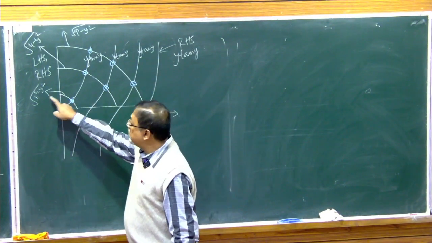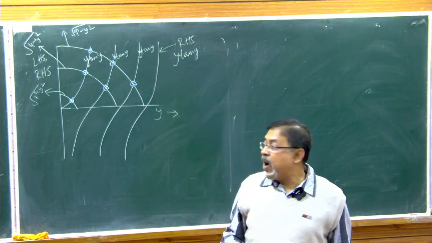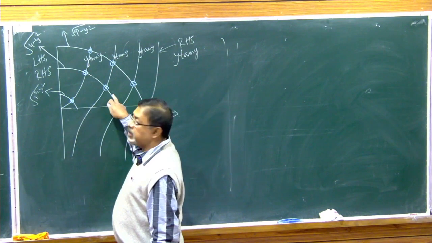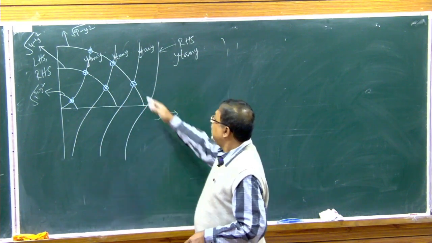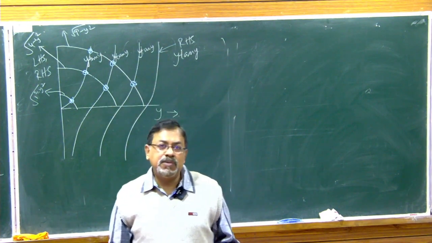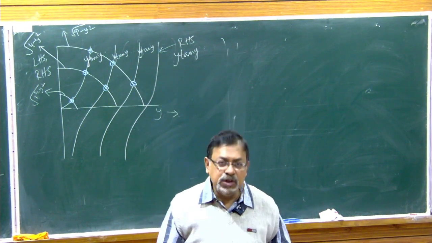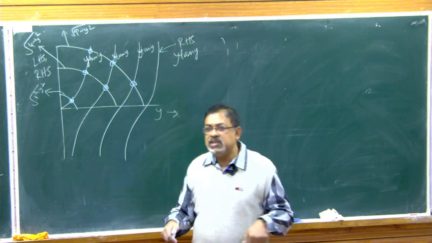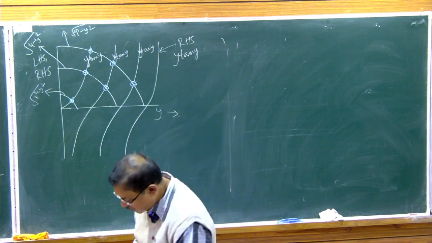So for a given value of V naught and a given value of E, you have one bound state, and two bound states for a larger value of V naught, and so on and so forth. Either you keep your E constant and increase your V naught depth, or you keep your V naught constant and increase E. In either case, you'll have more and more bound states forming.